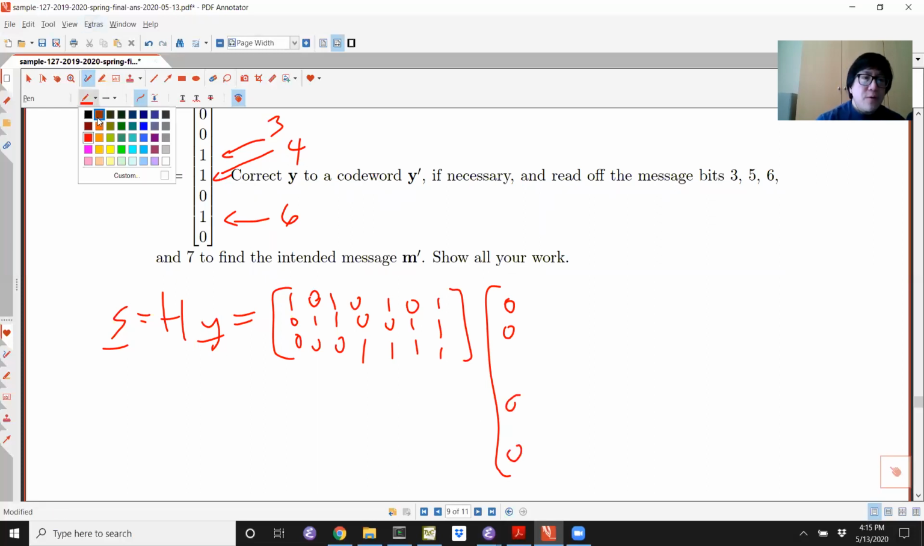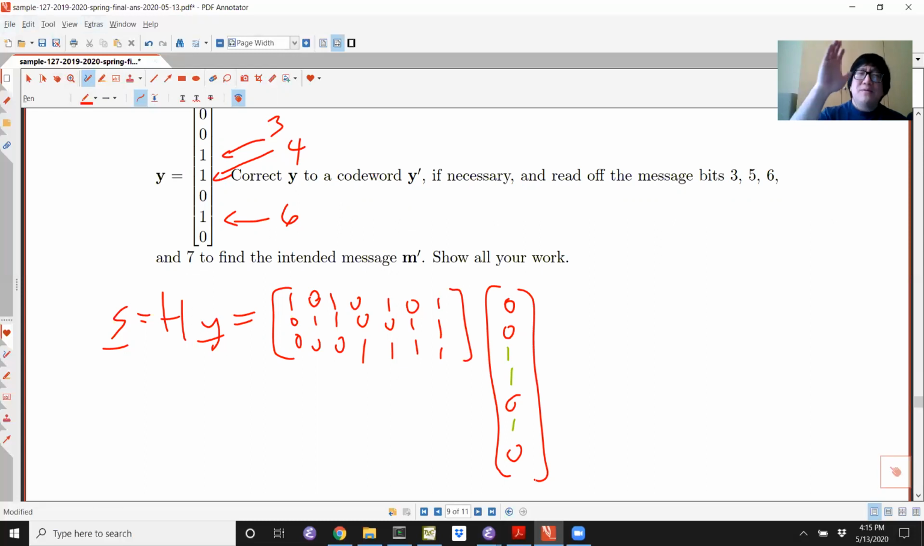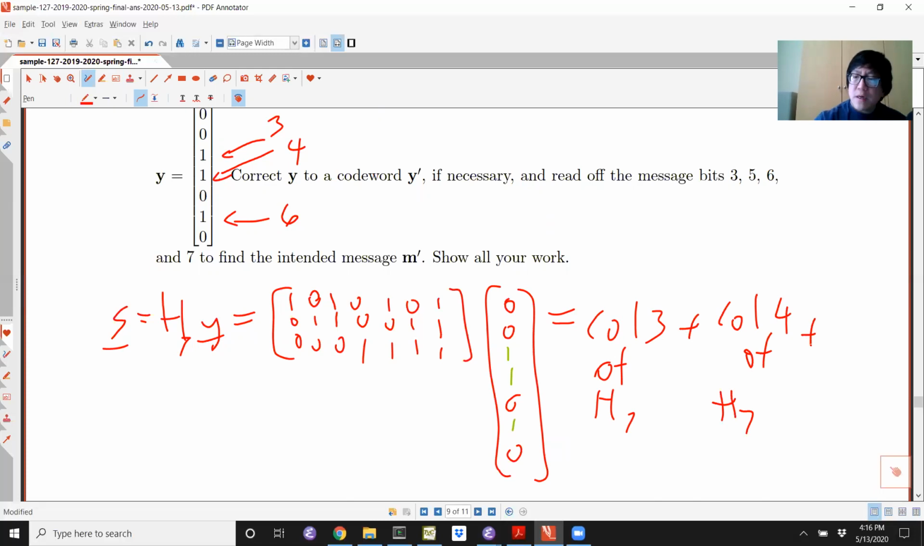Okay, and the reason I want to put the ones in a different color is that I want to point out entries 3, 4, and 6. Remember, a matrix times a vector is a linear combination of the columns of the matrix corresponding to the coefficients in the vector. And so this is just going to be equal to column 3 of H7, plus column 4 of H7, plus column number 6 of H7, precisely because the ones in our vector y show up in entries 3, 4, and 6.